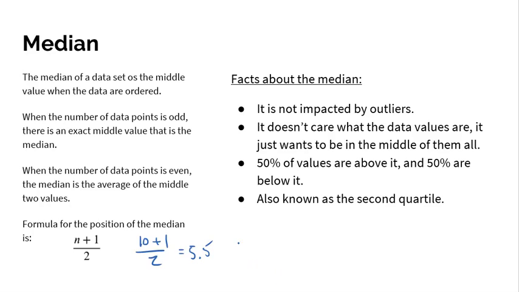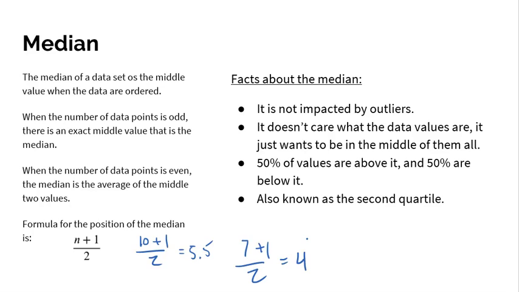If you have an odd amount of data, like say you have 7 pieces of data, plus 1 divided by 2, that's going to be 4. That means the median is the 4th value. 1, 2, 3 below it, 5, 6, 7 above it. So the median is the actual 4th value. But please, I can't stress this enough, this formula does not find the median, it just tells you where to go and look for it.